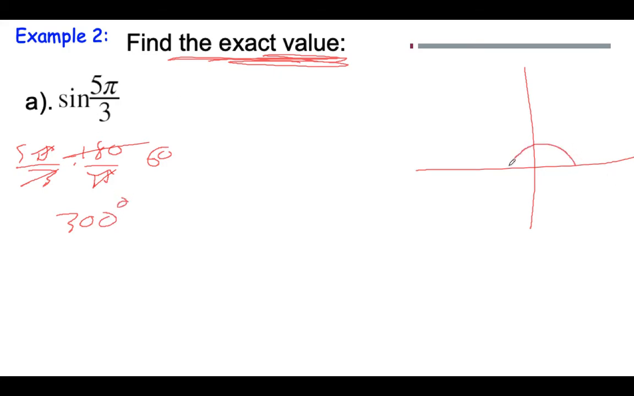So we're going to go over 90, 180, 270, and 30 more, which would make this a 60-degree angle. This would be a 30. This would be a 90. So this would be negative square root of 3, because we're going down. This would be a positive 1, and this would be 2. And so we just need to find sine. Sine would be opposite, negative square root of 3 over 2. Just like that.